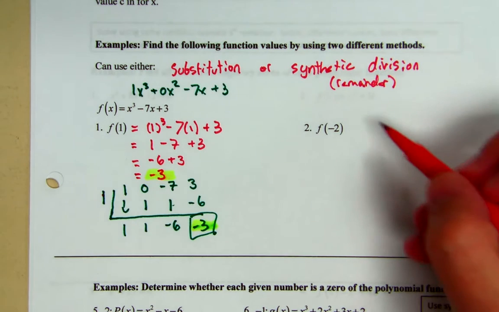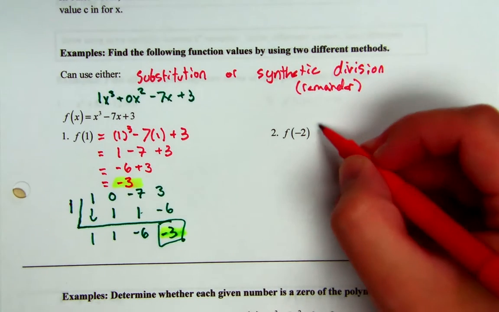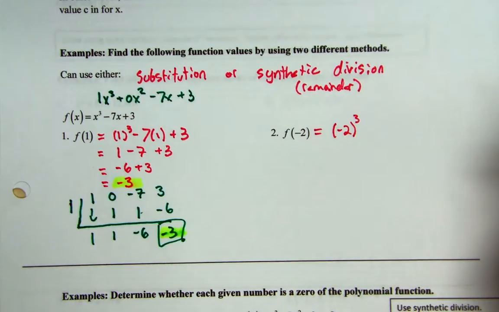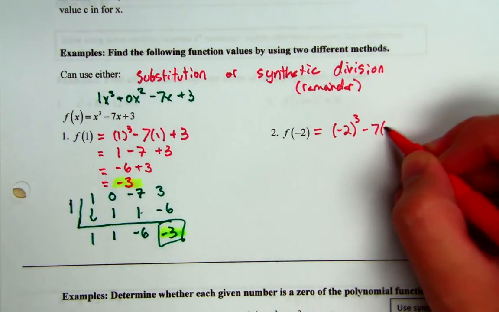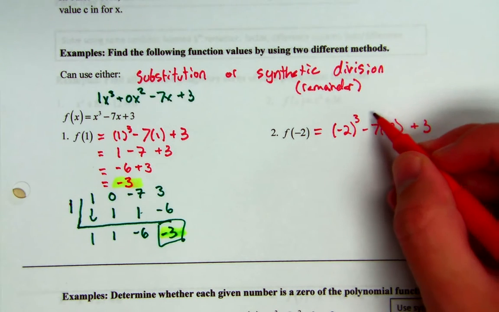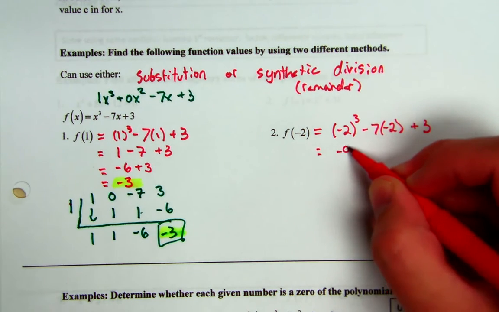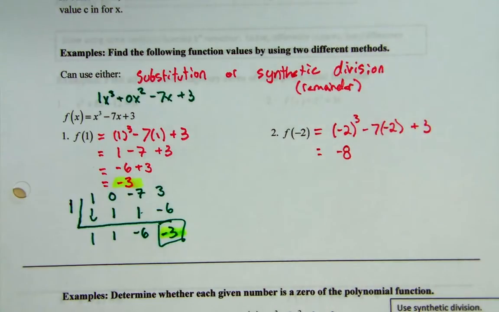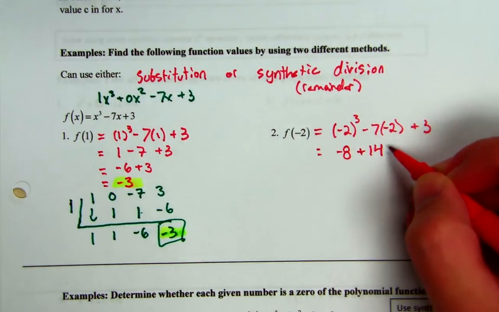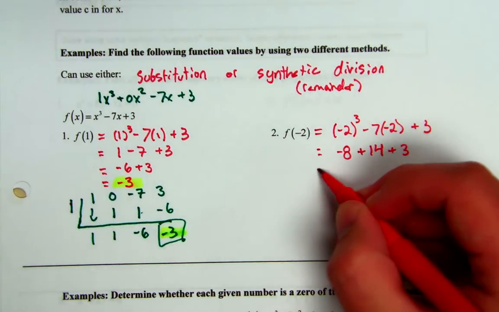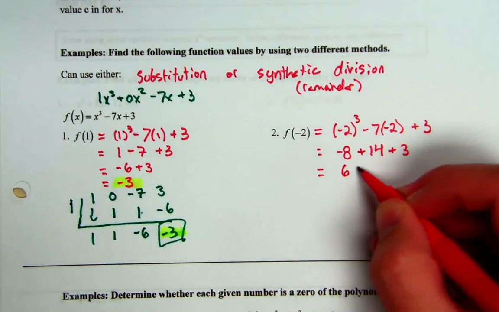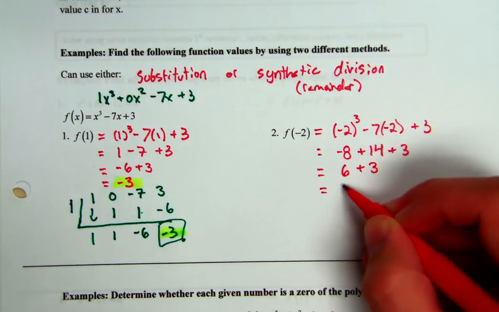All right, so let's go and do f of negative 2. Same exact thing, put negative 2 in. So negative 2, don't forget the parentheses, cubed, minus 7 times negative 2, plus 3. Negative 2 to the third power is negative 8. Again, you don't want to forget those parentheses if you're using your calculator. Negative times a negative gives me a positive 14, plus 3. So now I get negative 8 plus 14, that's 6, plus 3, which ends up getting me 9.